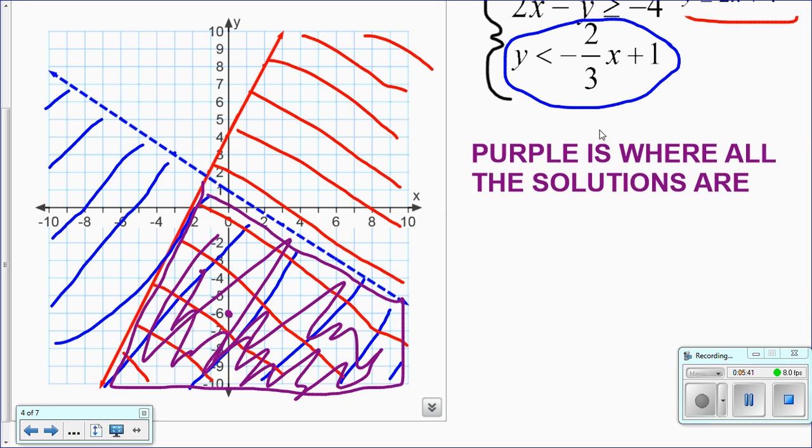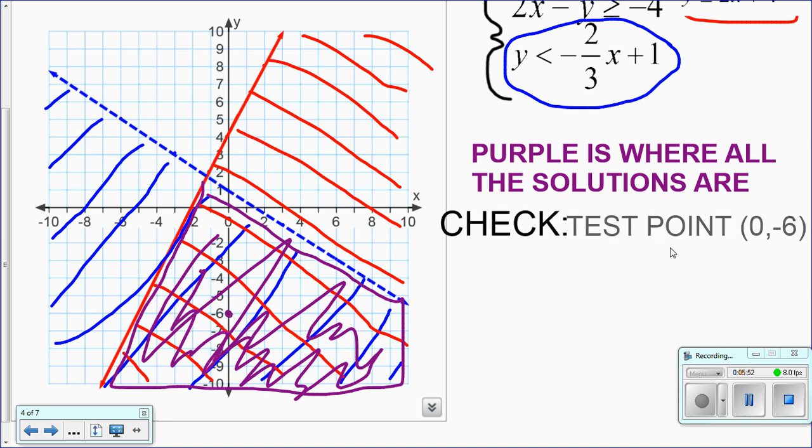Okay? So the purple is where all the solutions are, and we can actually do our check, and we can pick a point there. So like 0, -6. You see that little point? I look so scared. We can do our check and plug that in. So that's our test point, and we're going to plug them into both.